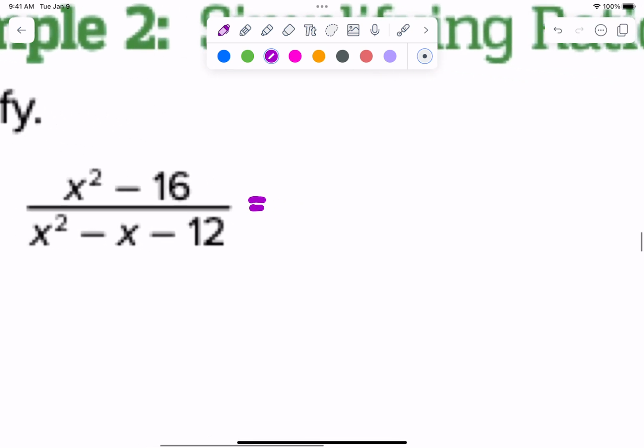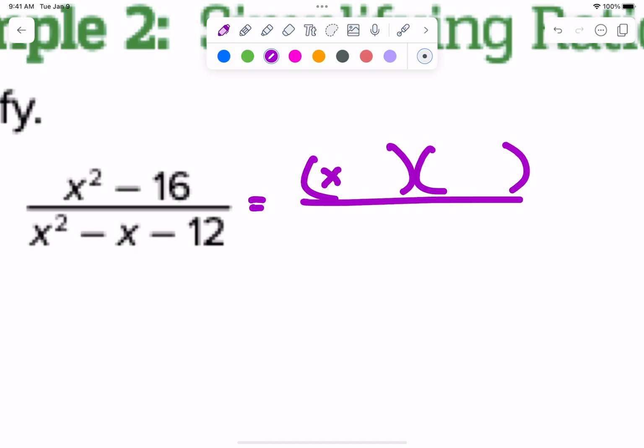Squares on the top, right? Difference of squares on the top. So x squared minus 16, he is what? x minus 4, x plus 4. Doesn't matter which one you go first, okay? On the bottom, what is he?